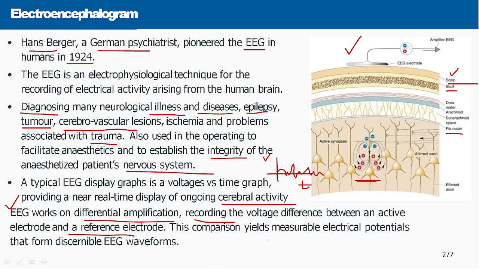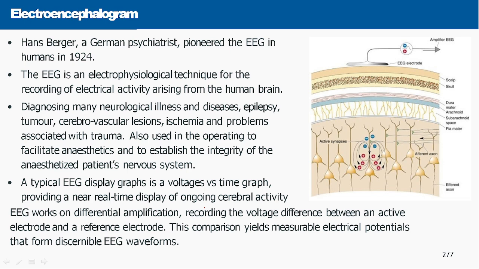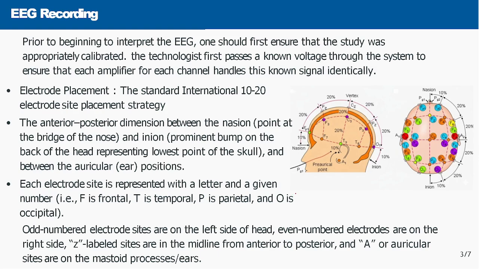This comparison yields measurable electrical potential that forms discernible EEG waveforms. So, now we know from where these EEG signals are generated and how to capture them through unipolar and bipolar electrodes. Now, how can we record it?